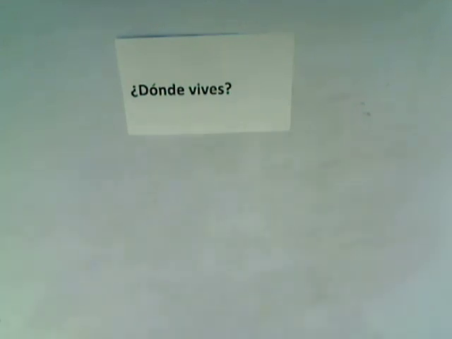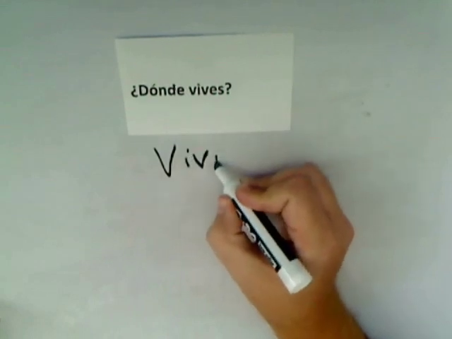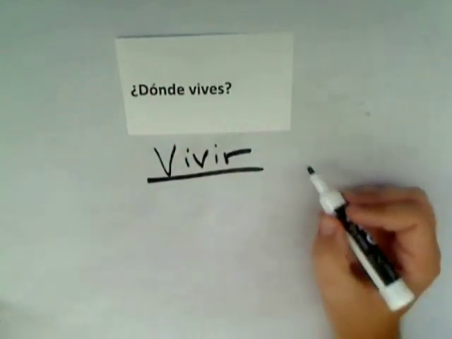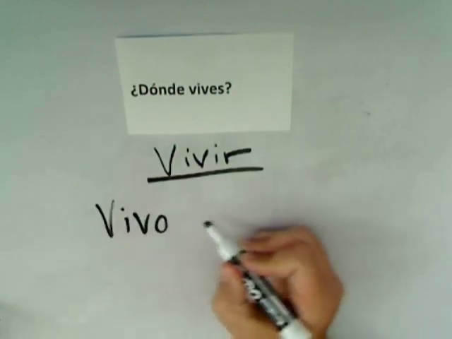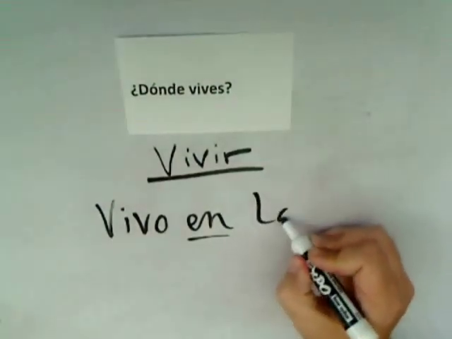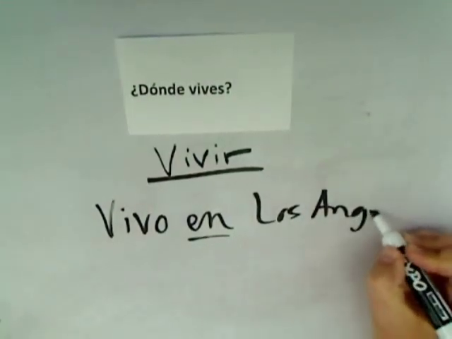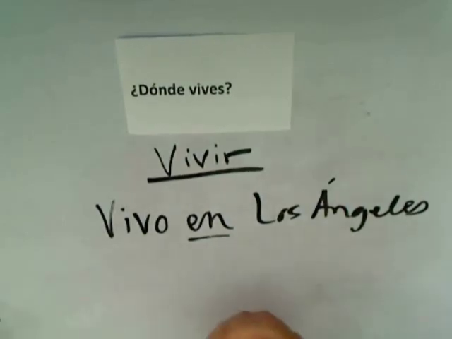¿Dónde vives? So, in contrast to where are you from, ¿Dónde vives? is asking where do you live now? So our verb here is vivir, an -IR verb. Here we have the tú form, vives. Your form is going to be vivo. We're going to use the preposition en. Vivo en, let's say I live in LA. Vivo en Los Angeles.